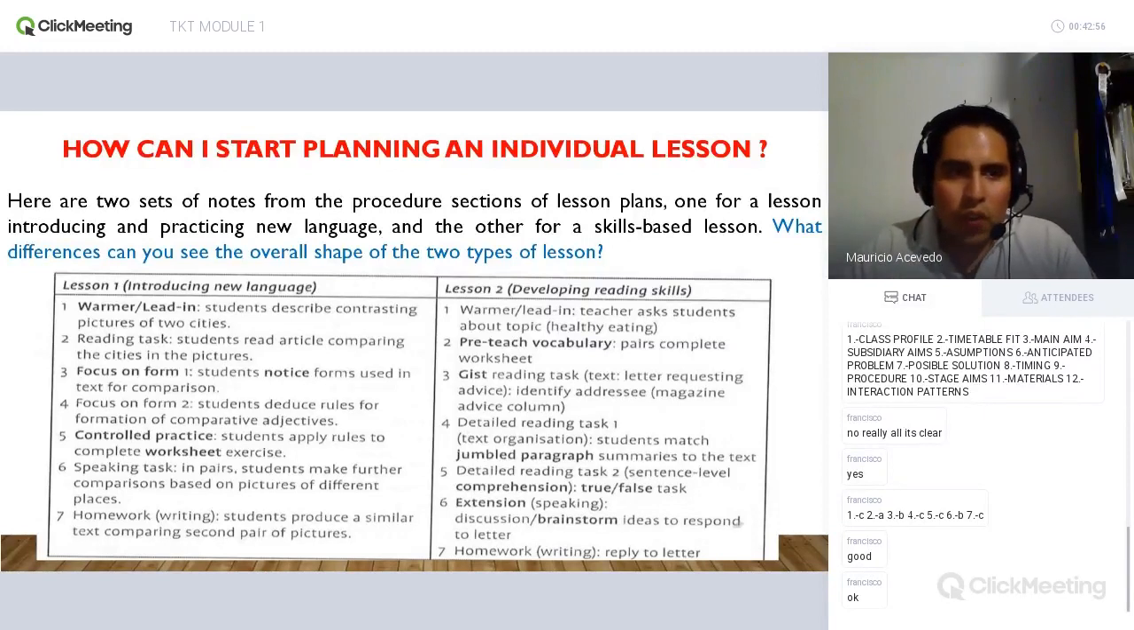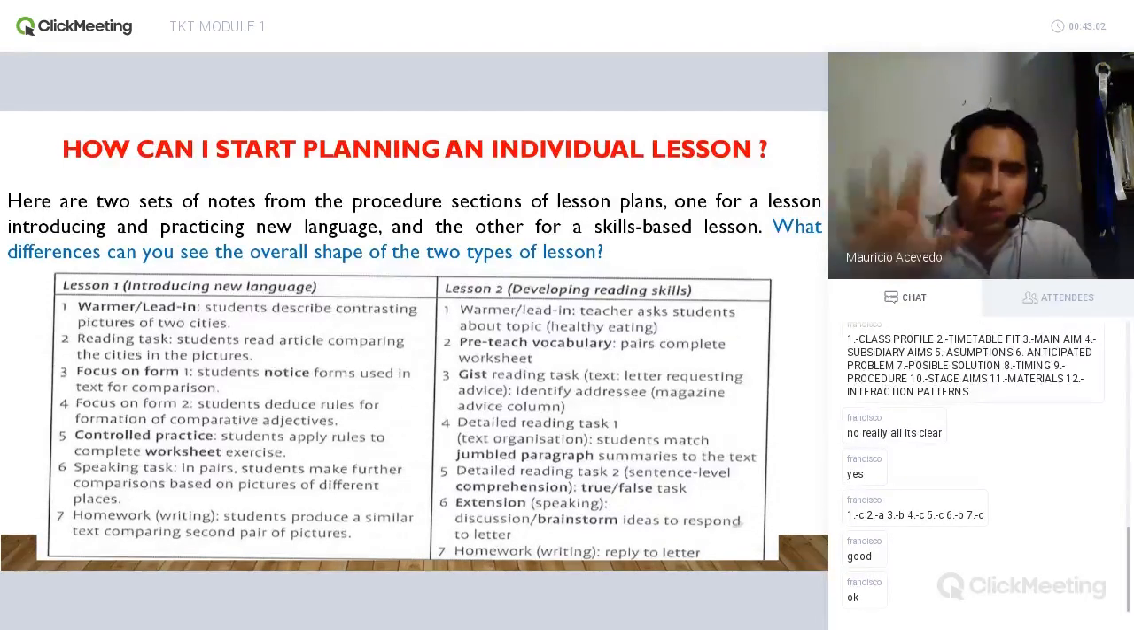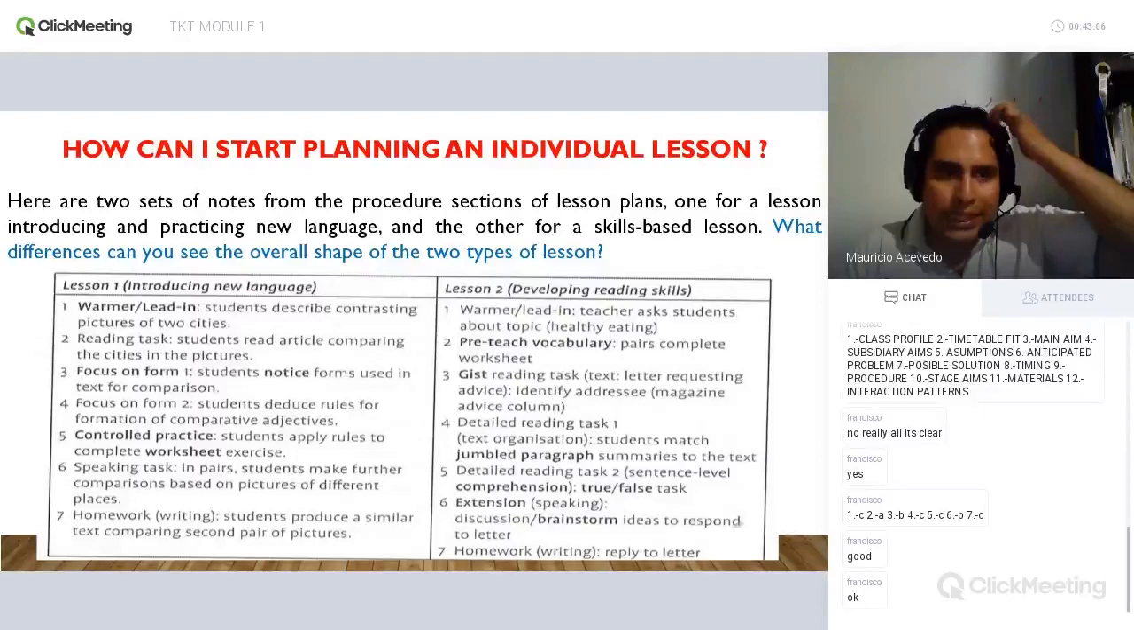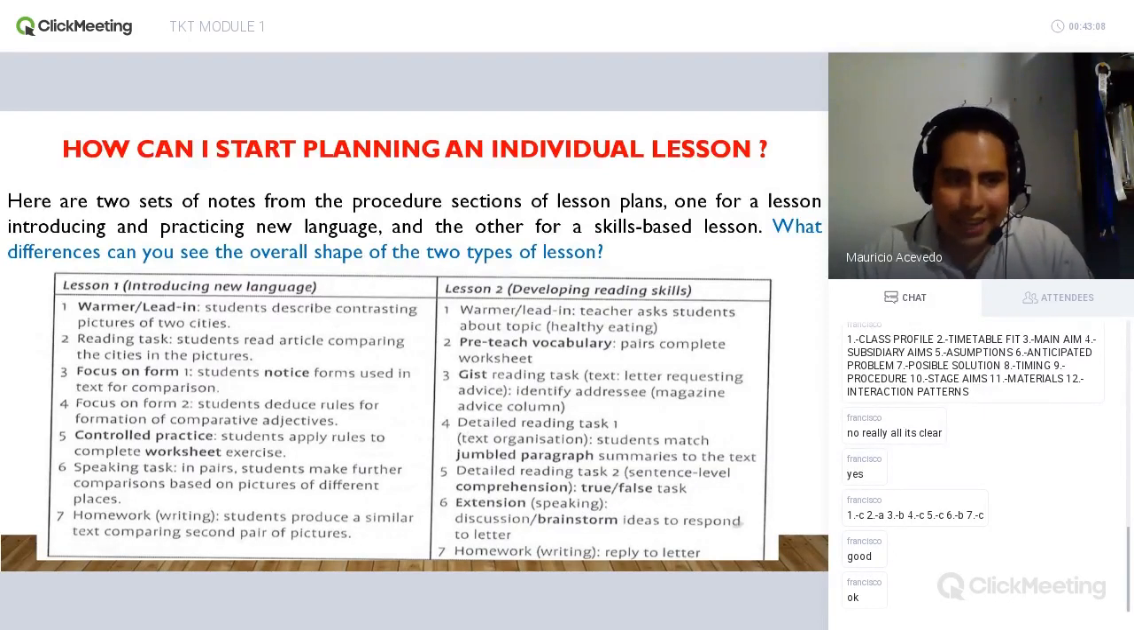Number 4, focus on form 2. Students use rules for formation of comparative adjectives. Number 5, control practice. Students apply rules to complete worksheet exercises. Number 6, speaking task. In pairs, the students make further comparisons based on pictures of different places. And finally, number 7, homework writing. Students produce a similar text comparing the second pair of pictures.